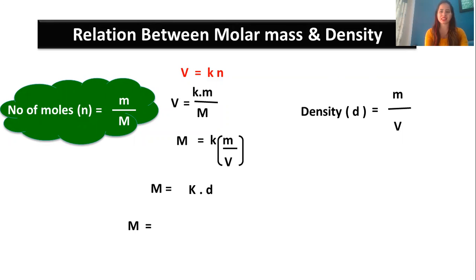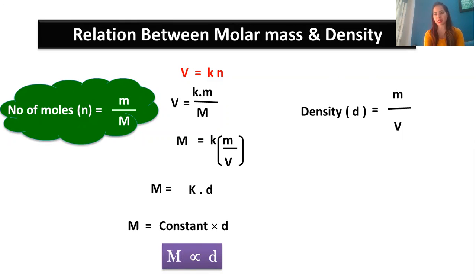Means if I say K is nothing but a proportionality constant, I can say M is directly proportional to D. Means when I talk about relationship between molar mass and density, we say they are directly proportional. These types of derivations are very important for entrance, because if they have just given you molar mass and density, you can relate them as if molar mass increases, density will increase. You can solve the formula as M1 upon D1 is equals to M2 upon D2.